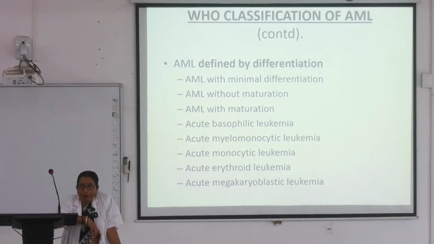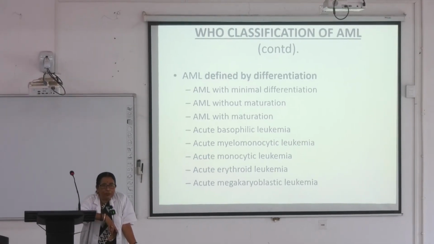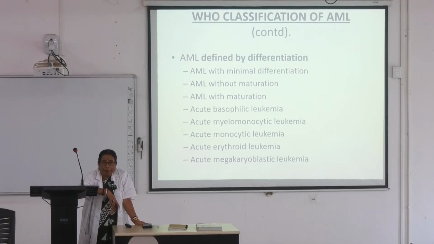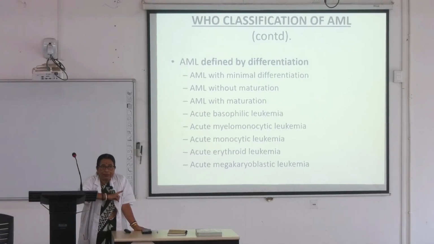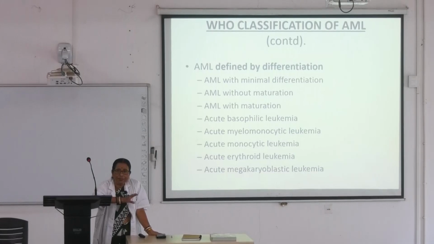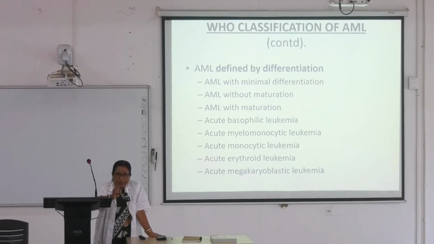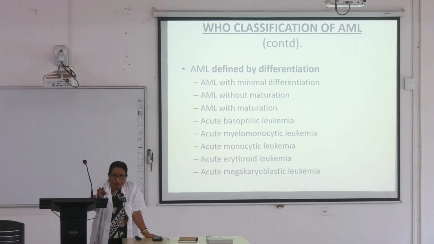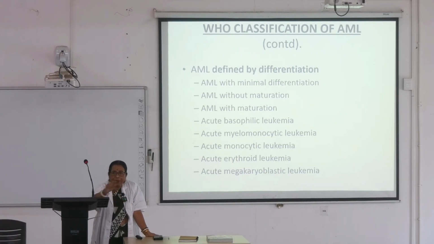It is positive for MPO, positive for PAS. Good, PAS because all cells contain glycogen. In some cells the glycogen is lost, some not. As glycogen is preserved in erythroblast, it is positive for PAS.